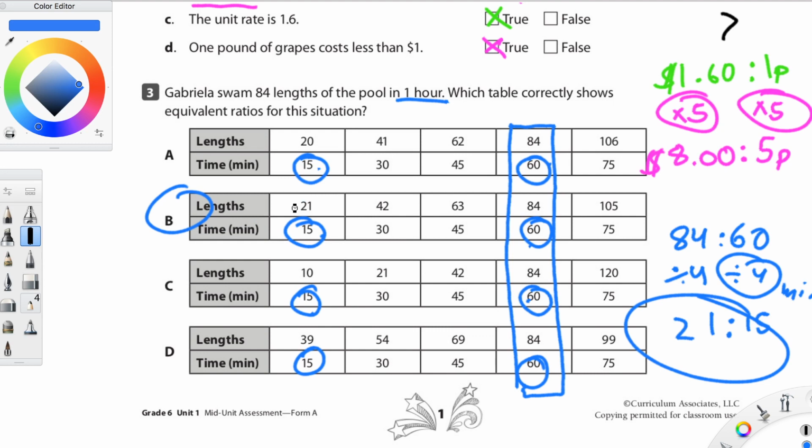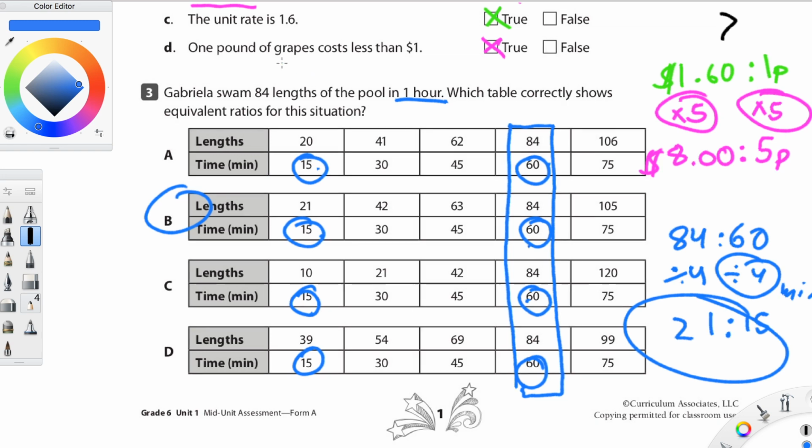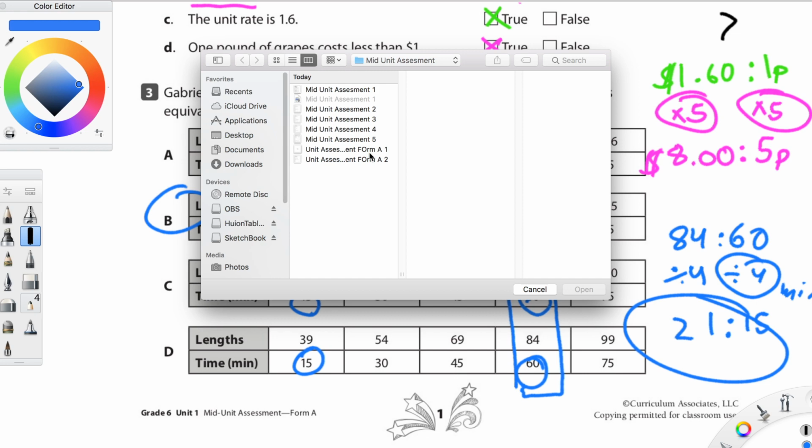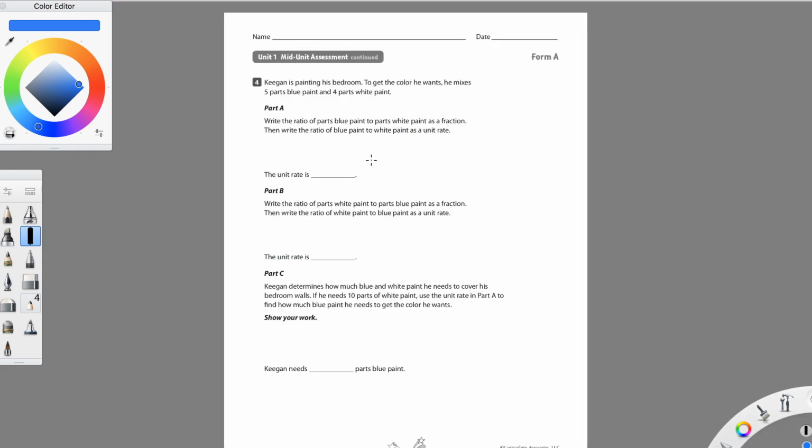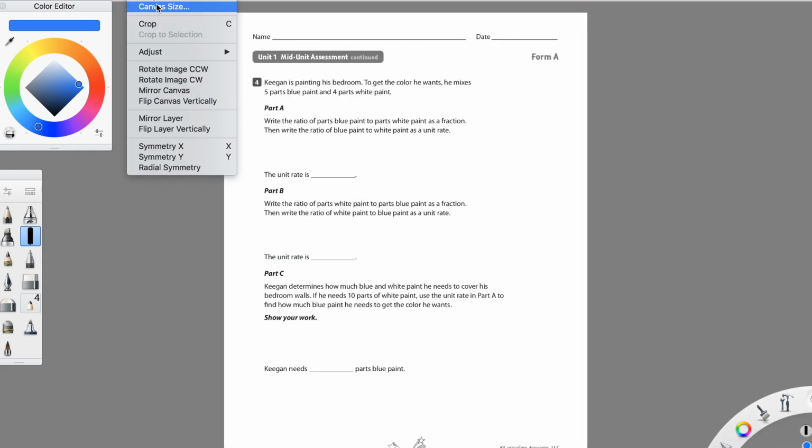All right, let me save this real quick. No! Oh, yeah, I could save it. All right, that's fine. Let's open up a new one. We need form 2. Cool. Let's make this canvas size a little bit bigger.